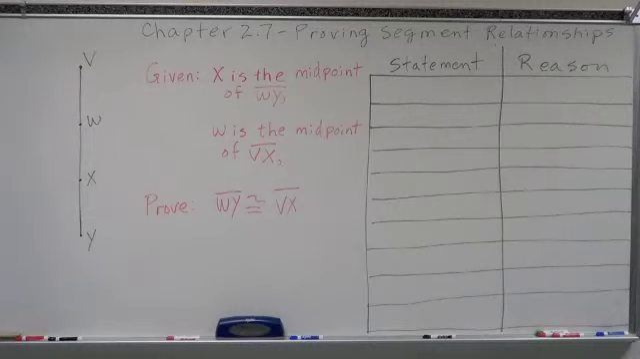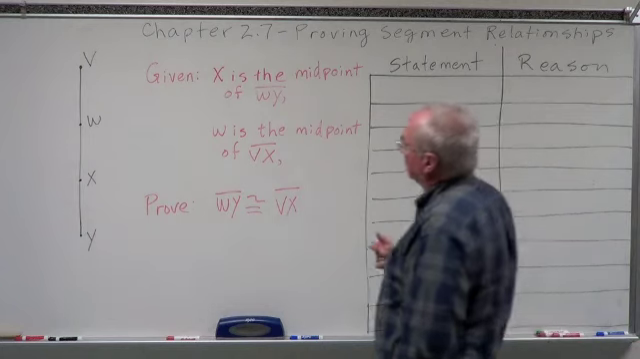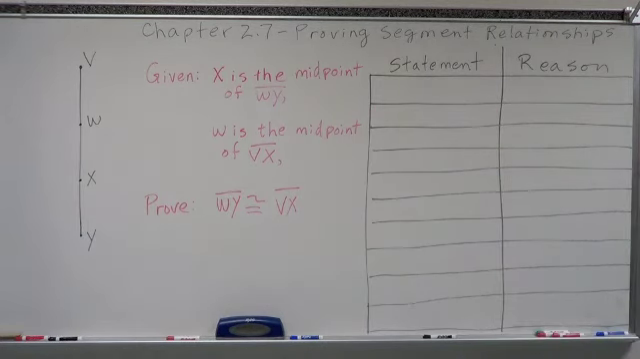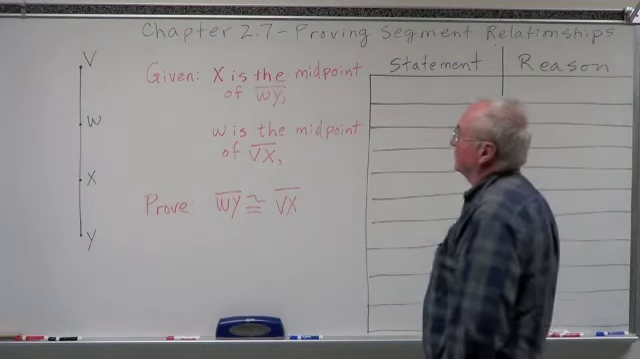Now let's take a look at a different kind of proof of angle relationship, not angle but segment relationships. This is not a theorem, but it gives us an idea of how to use the theorems and how to use the properties, definitions, and postulates to come up with proofs.